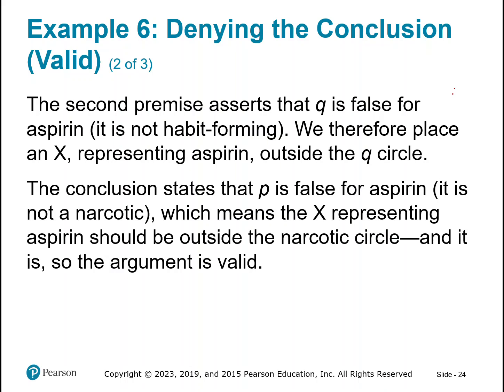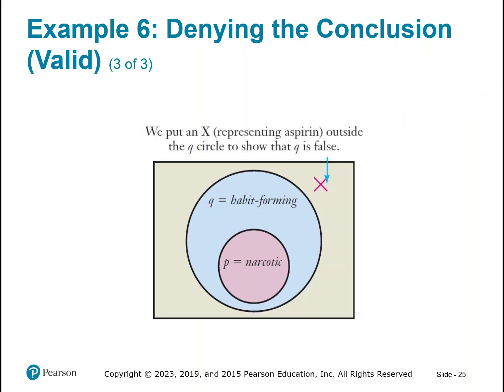What do we have? We have P. We have Q. And we have our box. Habit forming, narcotics, habit forming, aspirin is not habit forming. The argument is valid, right? That's exactly what we expect. It's outside of our circle, so aspirin is not a narcotic. And here we see the Venn diagram that I just showed you in a very, very sloppy manner.